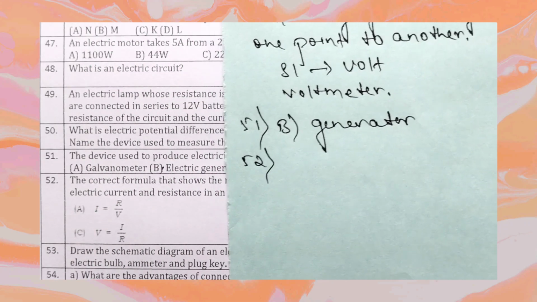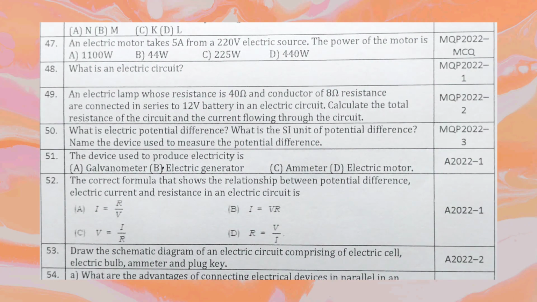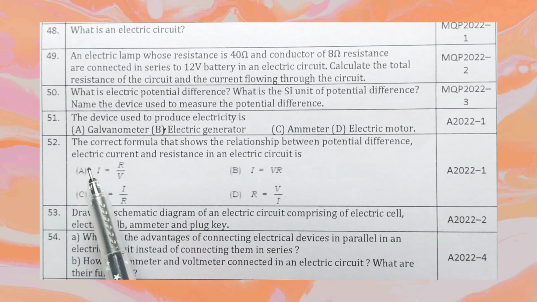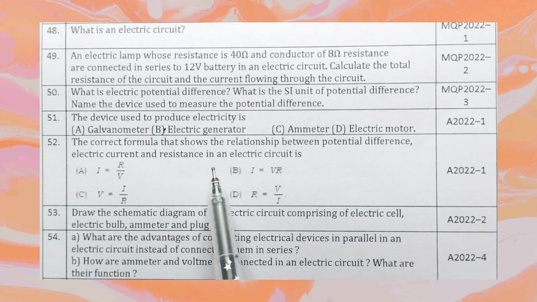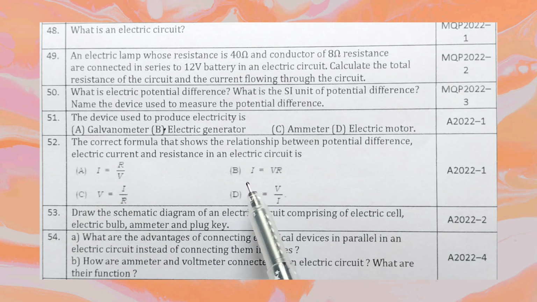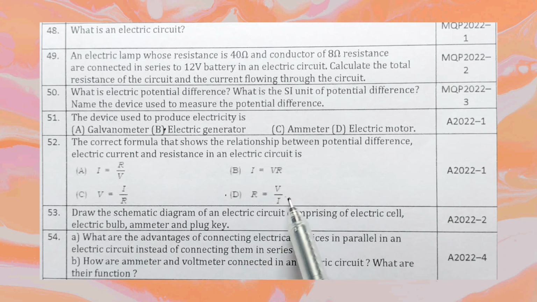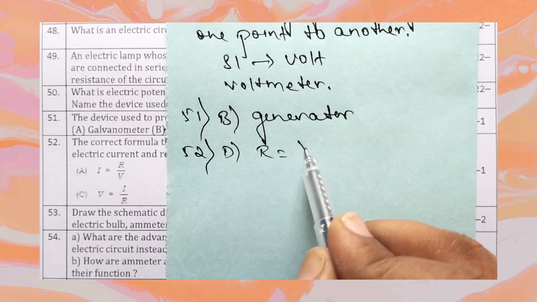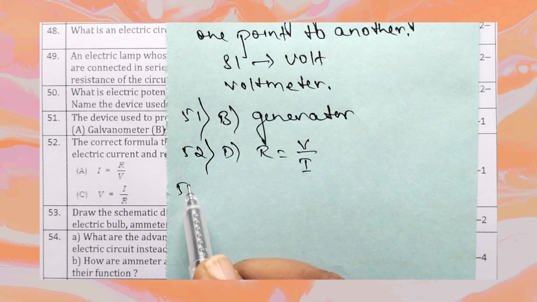Then coming to the 52nd question. In the 52nd question, they ask for the correct formula that shows the relationship between the potential difference, electric current and the resistance in an electric circuit. I is equal to R by V, V is equal to I by R, I is equal to VR, and R is equal to V by I. The correct relation is option D, R is equal to V by I. That is the right answer.